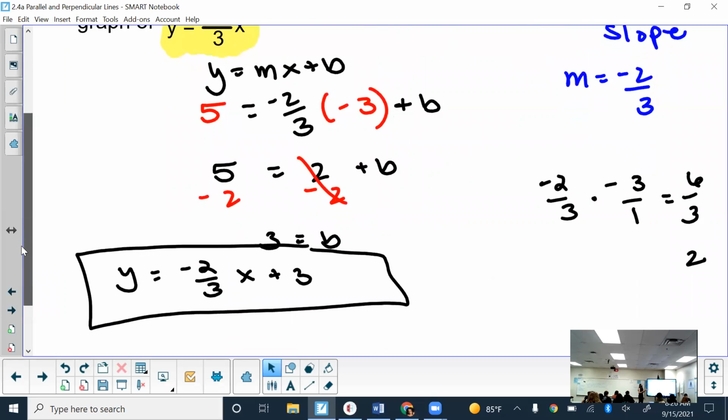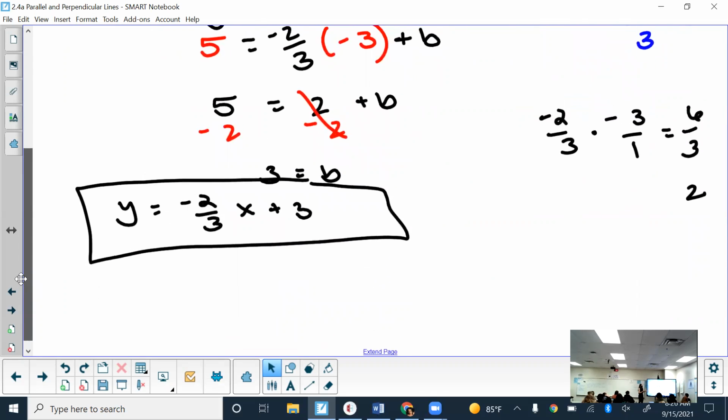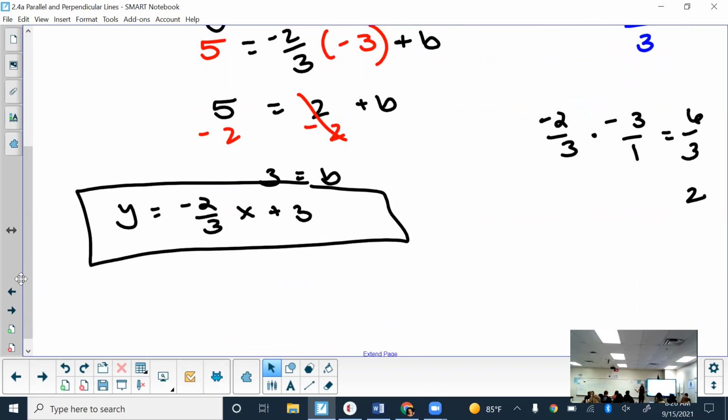Don't forget though, at the very end, you need to put your answer together. Don't just circle m and circle b. Put it together. I know you know how to write things in slope-intercept form. Questions?